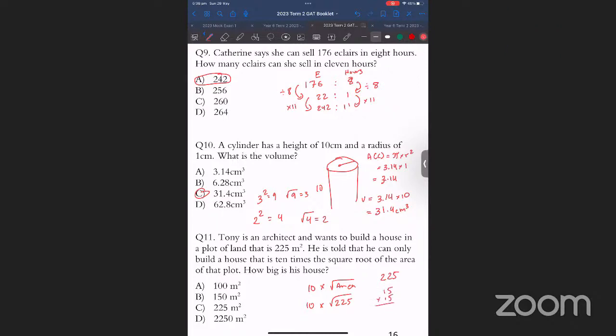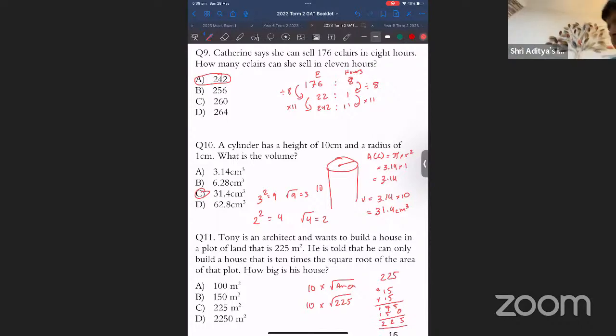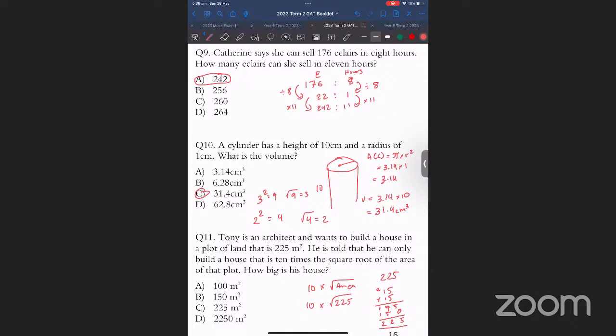15 times 15: 5 times 5 is 25. 2 goes there. 5 times 1 is 5 plus 2 is 7. Add your 0. 1 times 15 is 15. 5 plus 0 is 5. 7 plus 5 is 12. Add the 1 that goes there, and then 1 plus 1 is 2. 225. All right. 1 second.